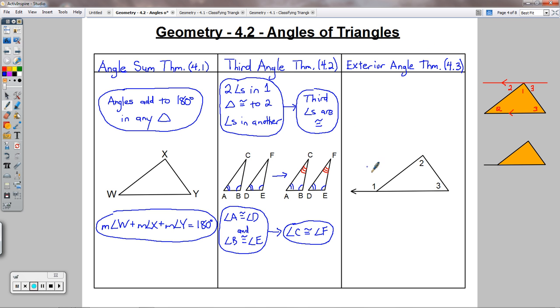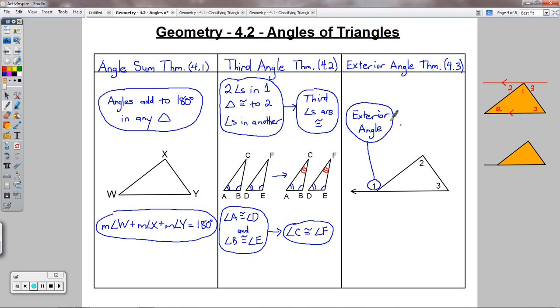This one says that if you have an exterior angle, I'm just going to show you some things here in the picture. This is an exterior angle. What makes it exterior? Well, it's not an angle inside the triangle, and if you continue one of the segments straight out, the angle that forms on the outside of the triangle is called an exterior angle.